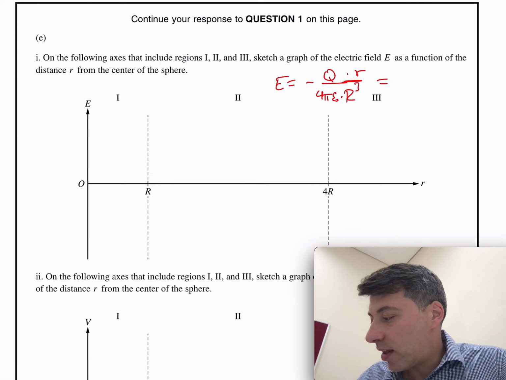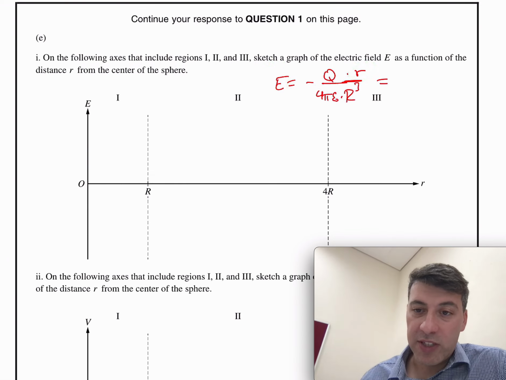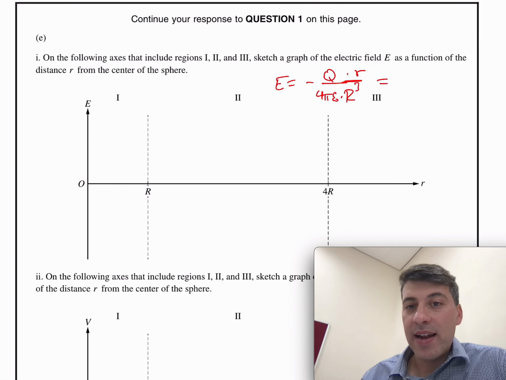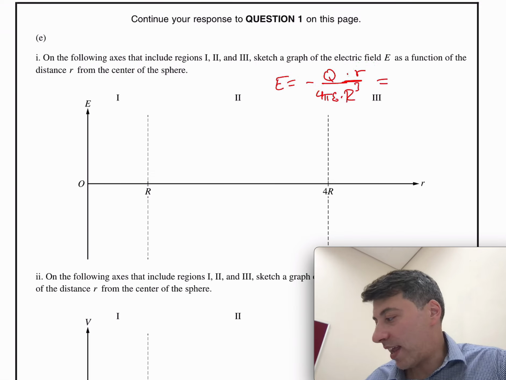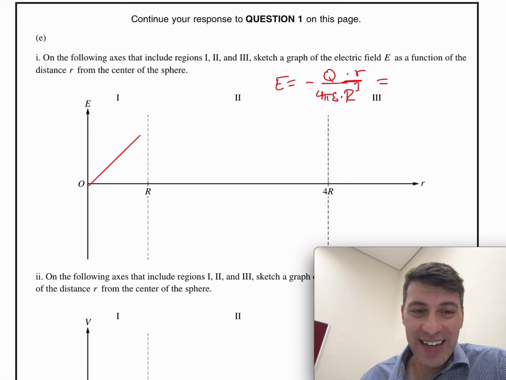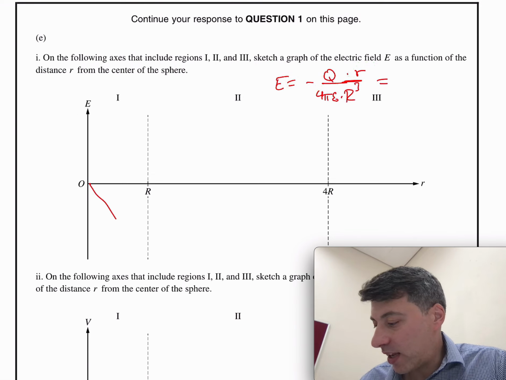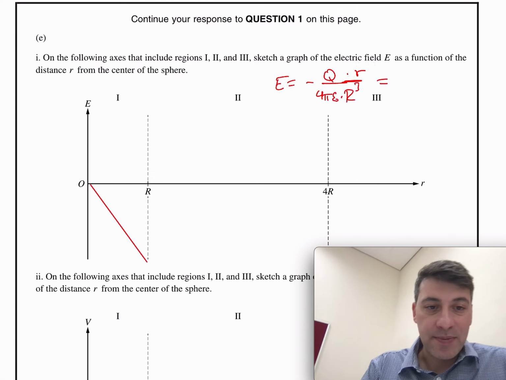This reminds us that the electric field, which is the value on the y-axis, and the distance, which is the value on the x-axis, are linearly proportional with a negative at the start. So we will have a linear proportional function. If the minus was not there, it would mean that the electric field increases linearly with the distance, but because we have the minus, the value increases, but on the negative axis.